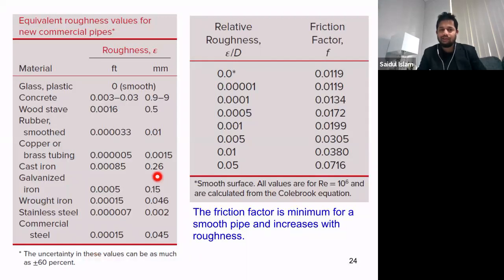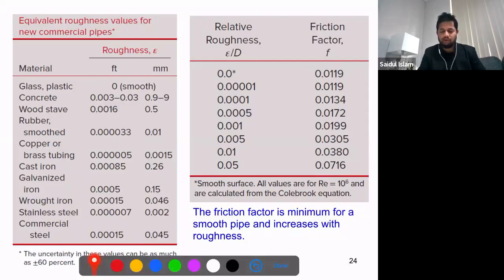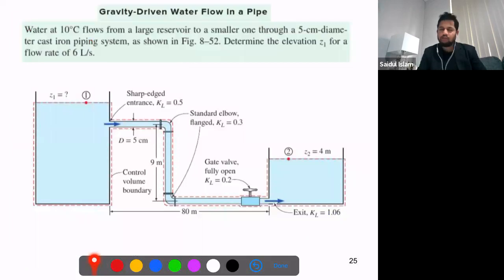You already know this. This is the roughness factor for different materials. We need this for one problem, so that's why I put it here. We have different materials and the corresponding roughness values. This is the problem. You can expect a similar problem in the exam.